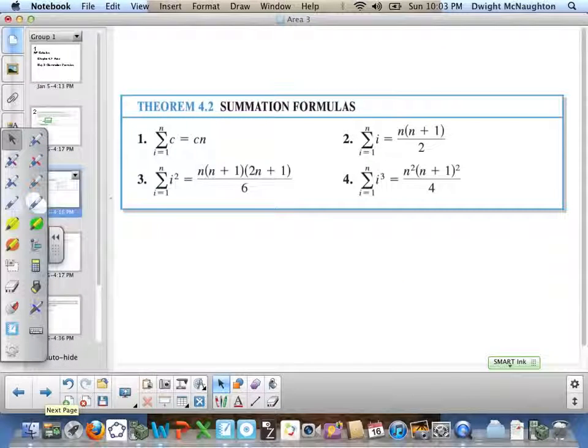As we work through these summations, we want to use the summation formulas. You can't use your calculator to sum up an infinite amount of rectangles. You need to have your formulas and use the limit definition of a limit at infinity. So if you don't have these formulas written down, I'd pause and write these down too.